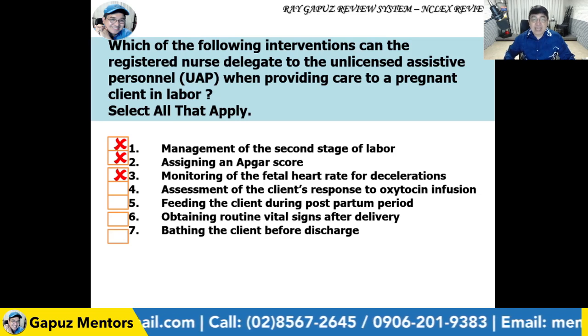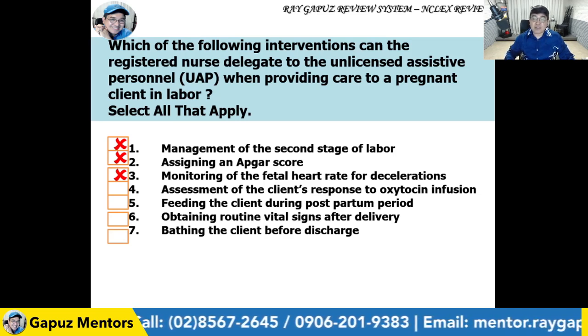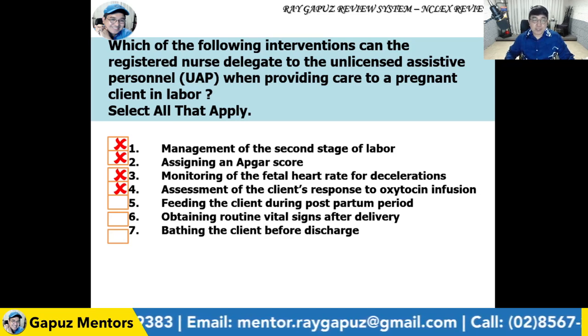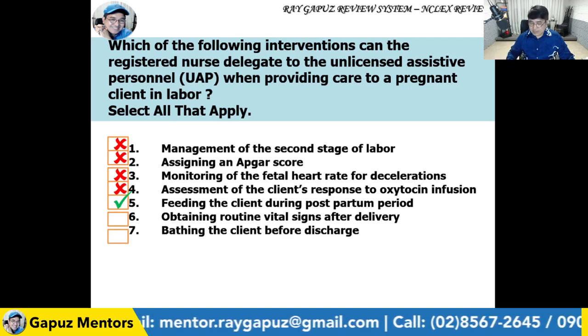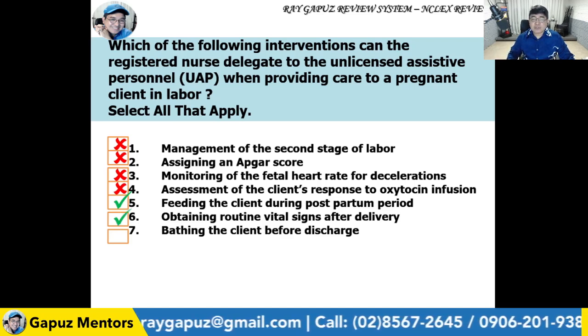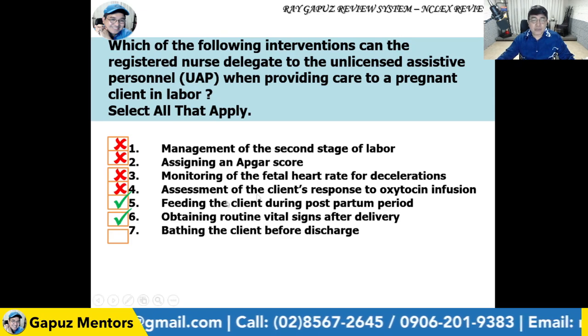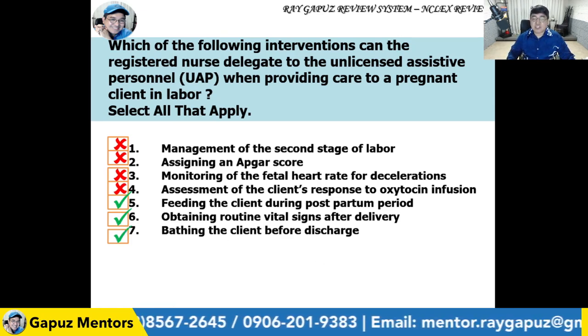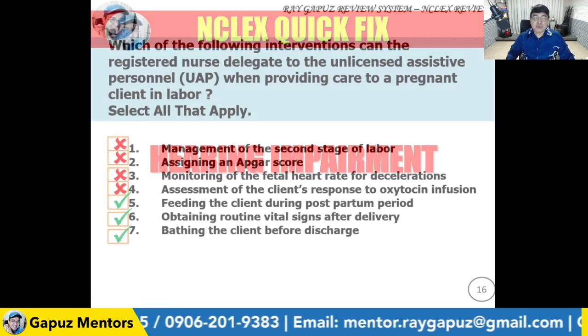We put an X. Assessment of the client's response to oxytocin infusion. Once again, that's an assessment. That's the role of the RN. While feeding the client during postpartum period, yes, the unlicensed assistive personnel could do that. Obtaining routine vital signs, you have the keyword there, routine, yes, the UAP could do that. Bathing the client before discharge, yes, the UAP could do that.